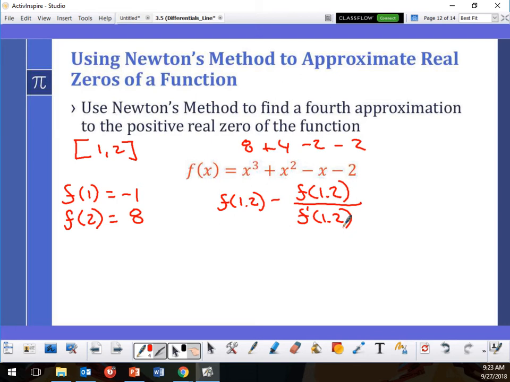Look at the separation in between -1 and 8. Which one's closer to 0? Yeah. So it's going to be right here. Find a fourth approximation to the positive real 0 of the function. So it's a positive.